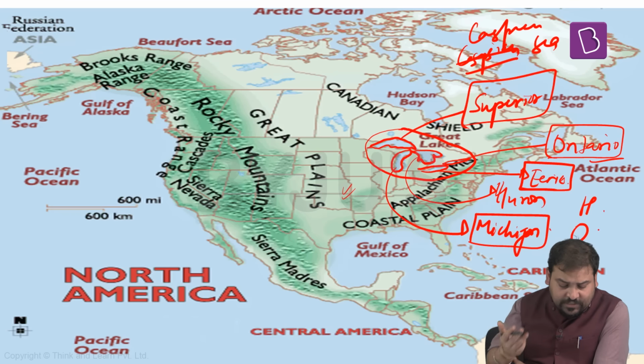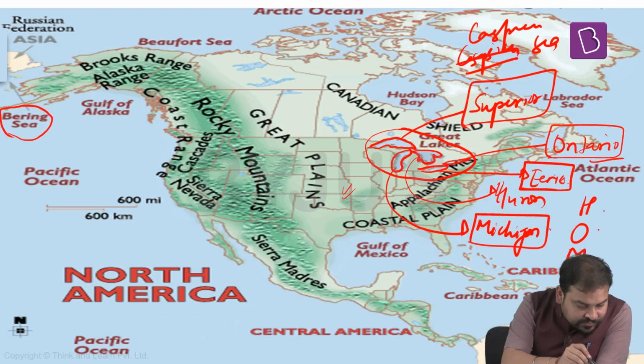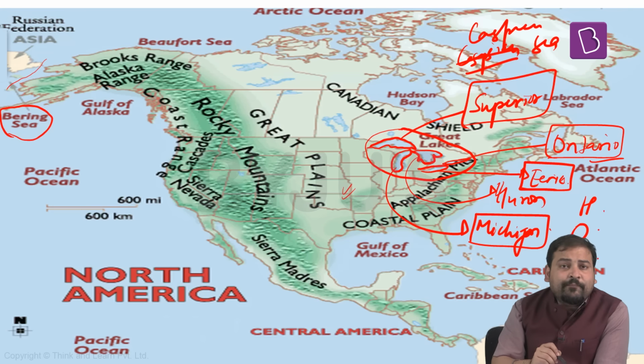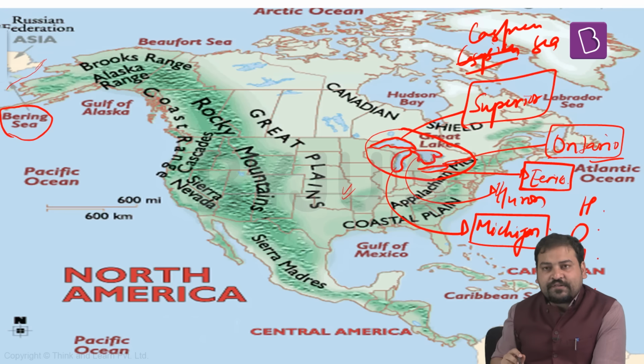Moving ahead from the lakes, let's see what seas are around this particular continent. One of the most important, which may be asked in your prelims, is the Bering Sea, the sea which divides the Russian mainland from Alaska. This Bering Sea is very clearly west of Alaska, between North America and Asia.